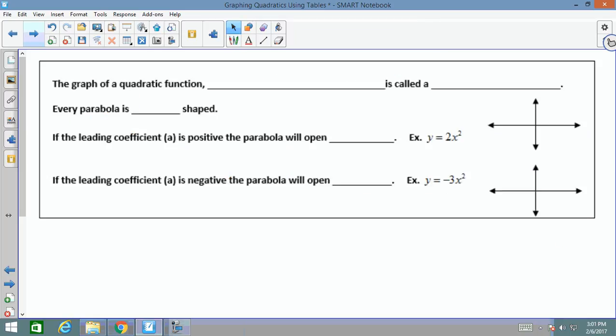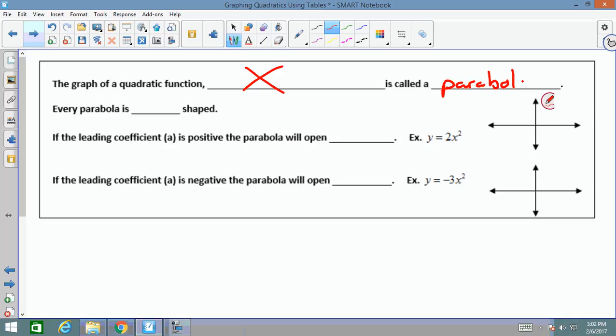Okay. These are called quadratic functions. In mathematics, their graphs are called a parabola. Every parabola is U-shaped. If the number in front of the x squared term is positive, that means it's going to open up. So that's a positive there.